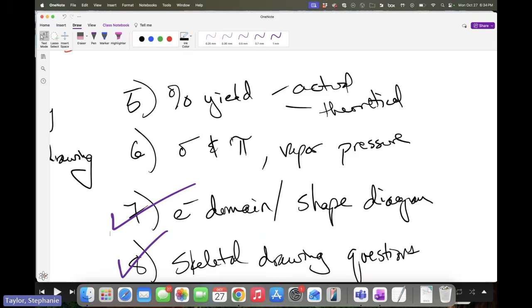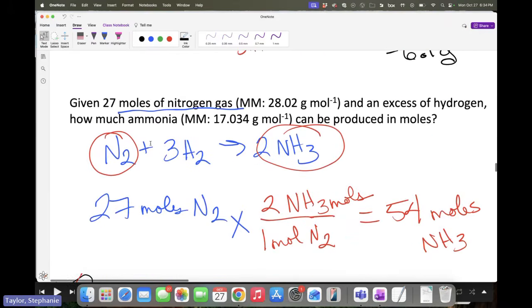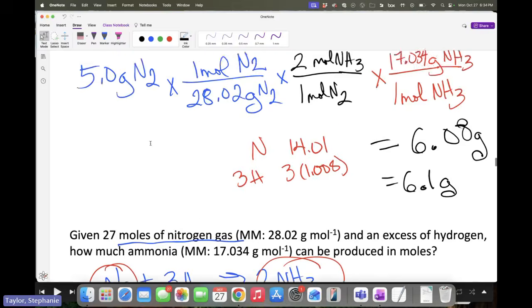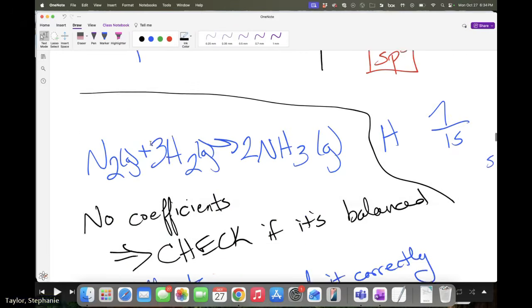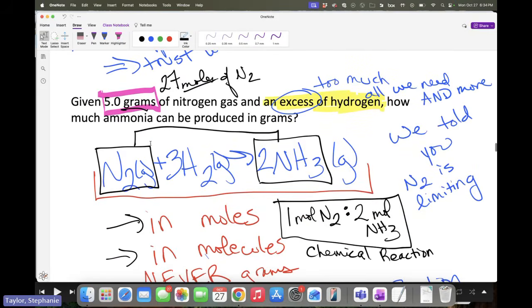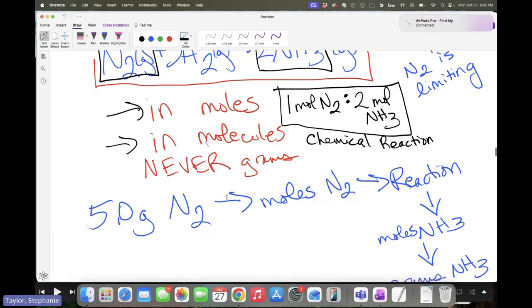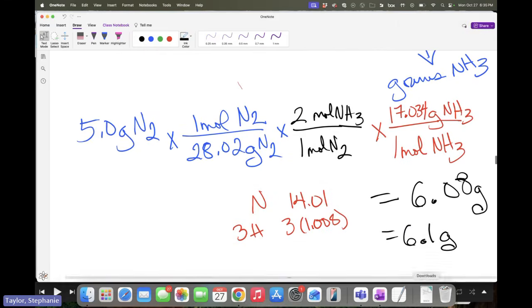Okay, I did not really do sigma and pi. But let's actually do percent yields because percent yield is relatively straightforward. So percent yields. First of all, I know it's been a hot minute. This first question we did with the 5 grams of nitrogen gas and an excess of hydrogen, how much ammonia can be produced in grams? And we calculated this and we got an answer of 6.1 grams.